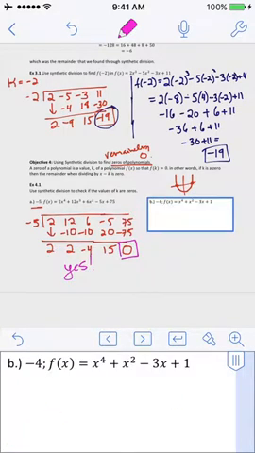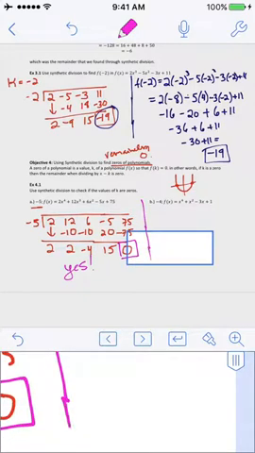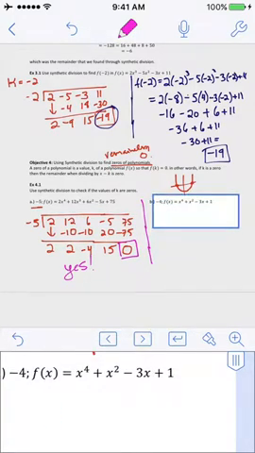Awesome. Try out this other one over here. Use synthetic division to see if that is a 0 of that polynomial. And if it is, say yes. If it isn't, say no. And then we'll do it together in just a sec.